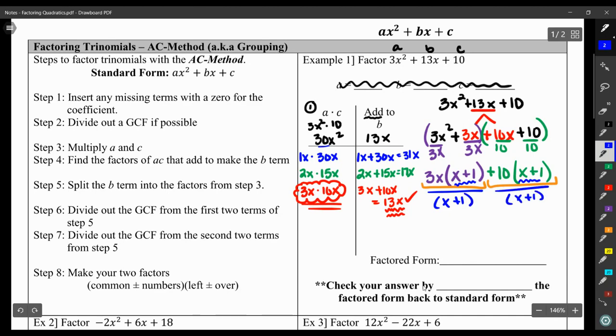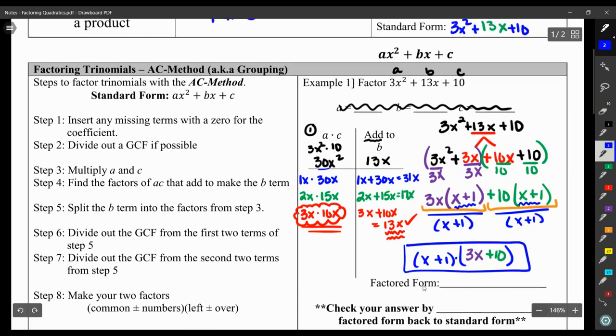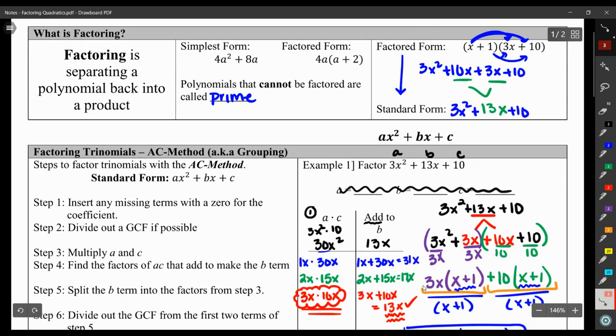Just like before, x plus 1 will come to the side of a set of parentheses, and let's see what we have left. If I divide out this x plus 1, all that's left is 3x. So 3x is left inside. And then again, if I divide out the x plus 1, all that we have left is 10. And now that I have two things multiplied together, this is the factored form right here. And that's exactly what we started out with at the very beginning of this first example: x plus 1 times 3x plus 10.